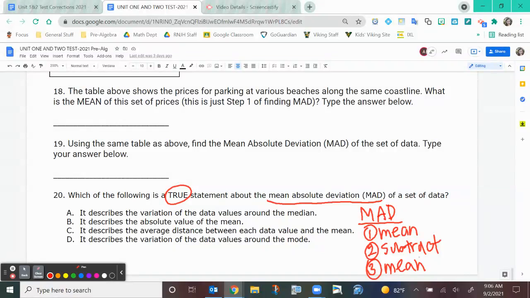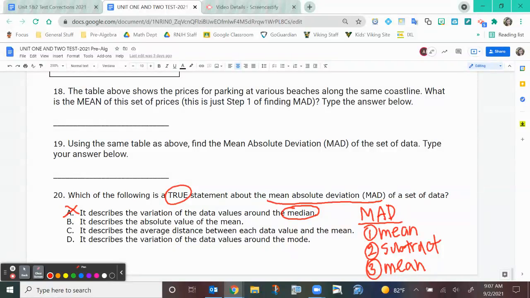finding the mean again. A says it describes the variation of the data values around the median. So median is referring to the middle of the set of data. Well, nothing that we have done with MAD has anything to do with the middle of the data. We found the average of the data, but we have not found median at all in this. So that does not work.